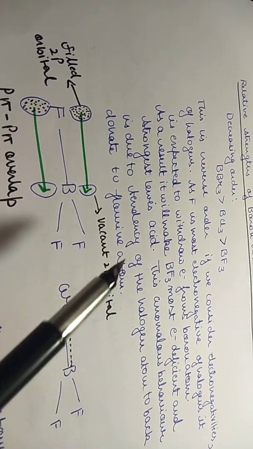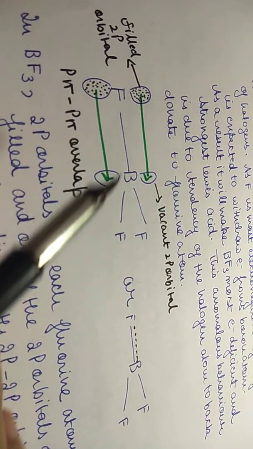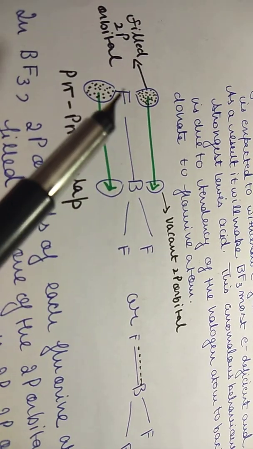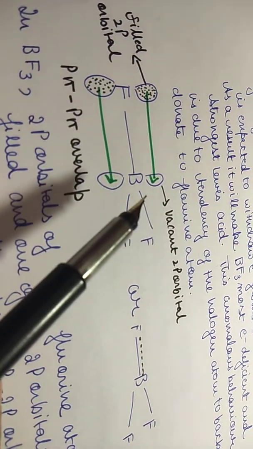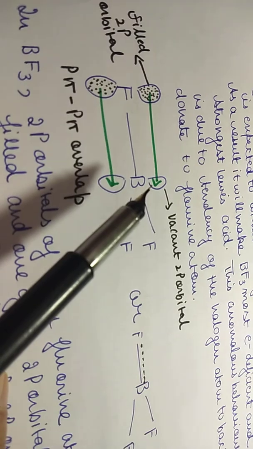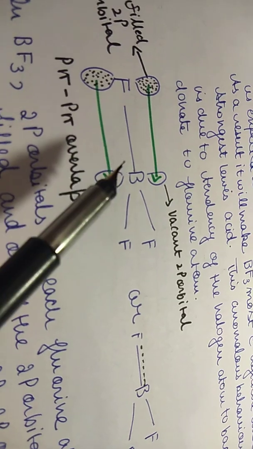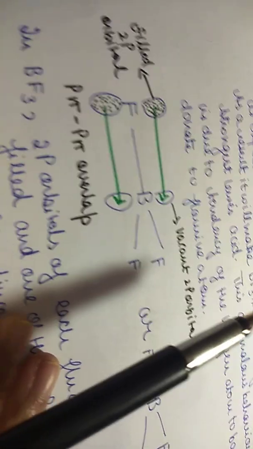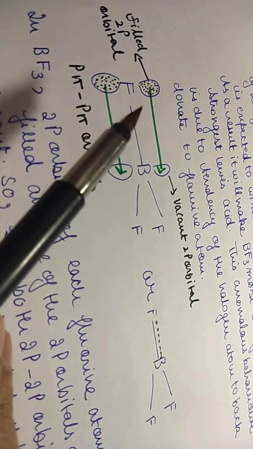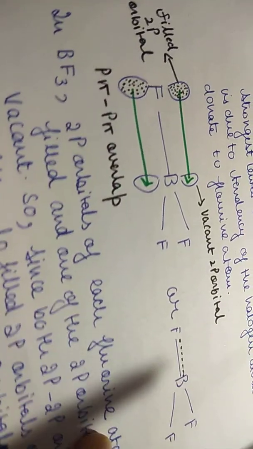So this anomalous behavior is due to the tendency of the fluorine atom to back donate. I told you there is one vacant 2p orbital in boron, and the 2p orbital of fluorine is fully filled. So this 2p orbital of fluorine effectively overlaps with the vacant 2p orbital of boron. This type of bonding is called back bonding, also called dative bonding. So fluorine donates its electrons to boron.